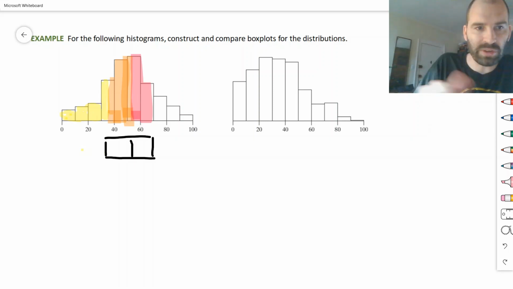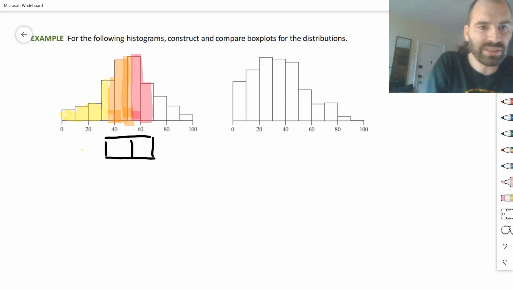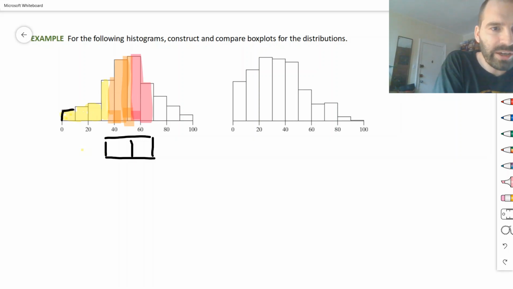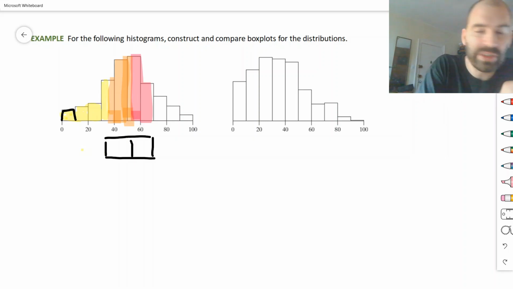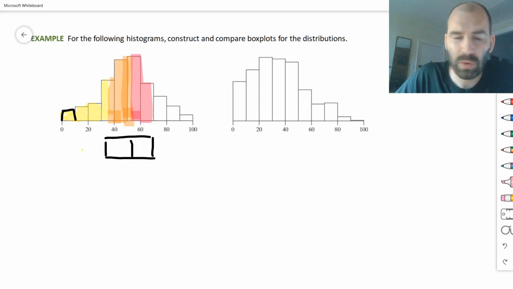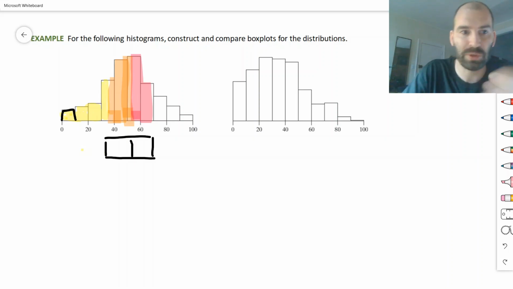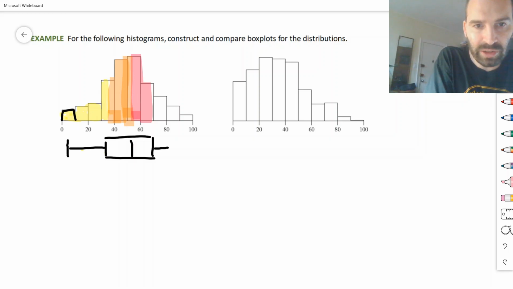You might think I'll go to 0 and 100, although if you remember how a histogram works, the height of this bar here is the amount of data between 0 and 10. Do we know as a fact that any data values are equal to 0? No. We just know that there are a bunch of data values between 0 and 10. We don't know how small the smallest data value is. So I'll just draw the whisker out to in between 0 and 10, because I don't know that I should go all the way to 0.